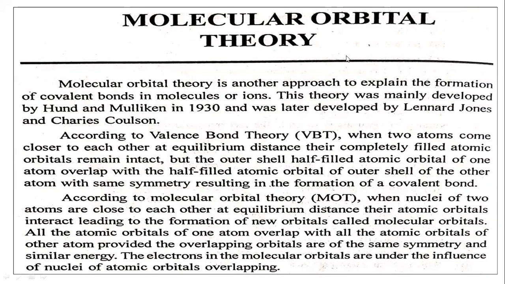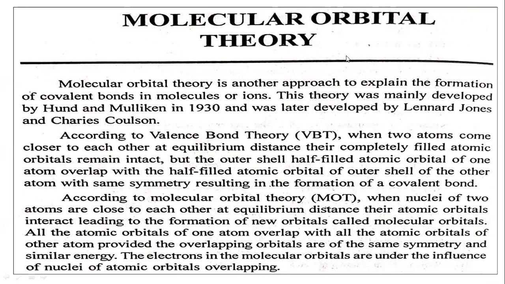So we know that molecular orbital theory explains the formation of covalent bonds in molecules or ions. According to MOT, when the nuclei of two atoms are close enough to each other at equilibrium distance, their atomic orbitals interact, leading to the formation of new orbitals called molecular orbitals. The atomic orbitals of the two atoms interact and overlap, and due to the overlapping, new orbitals are formed. Those new orbitals are called molecular orbitals.